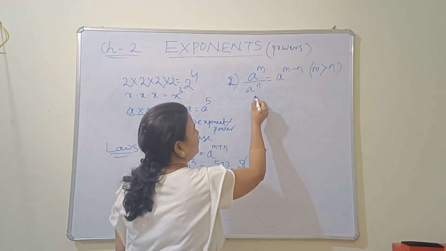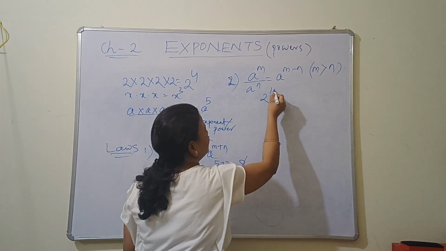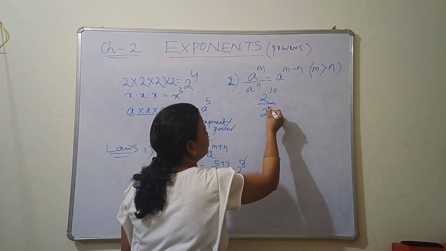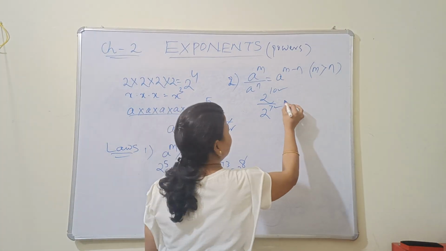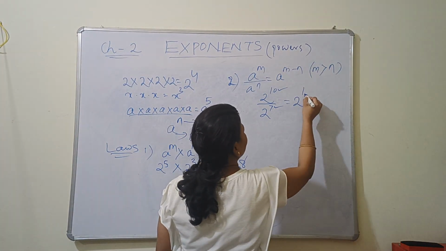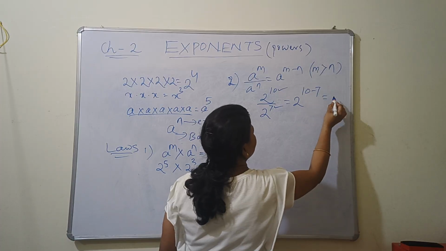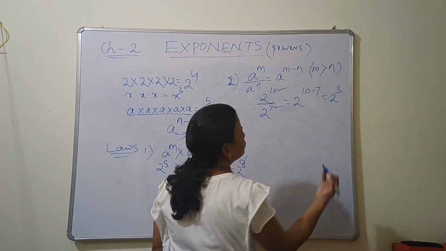And example we would take, suppose 2 to the power 10 is divided by 2 to the power 7. Here 10 is greater than 7. That's why the answer would be 2 to the power 10 minus 7 equals 2 to the power 3.